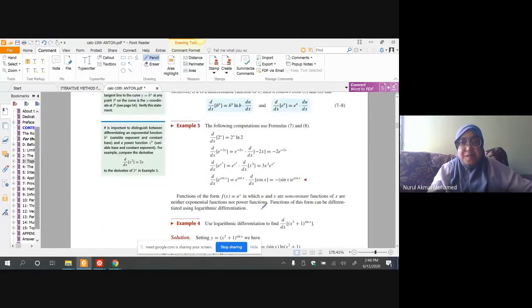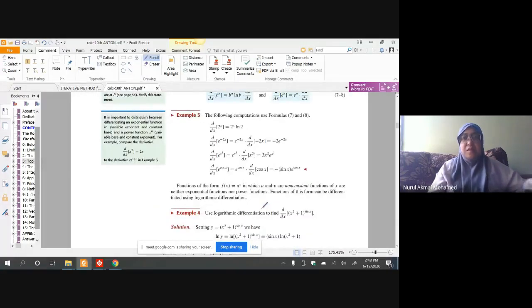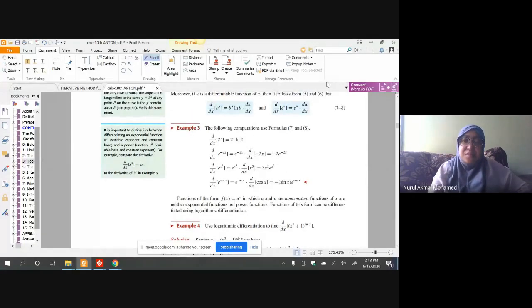Now use formula 7 and 8 to compute the following problem. The derivative of 2 to the power of x, just substitute the b here is equal to 2. Just substitute and then we got 2 to the power of x ln 2. What about this one? This one can be solved by using the chain rule.